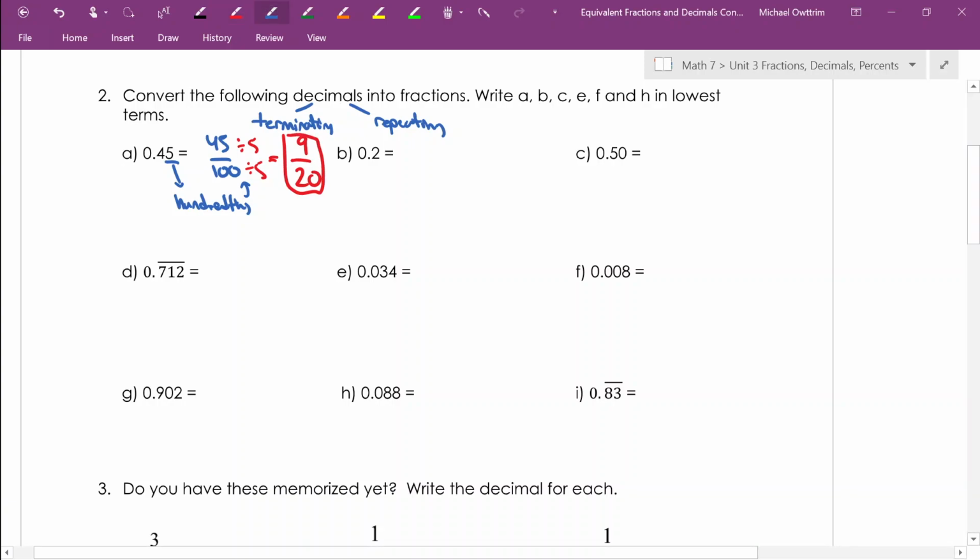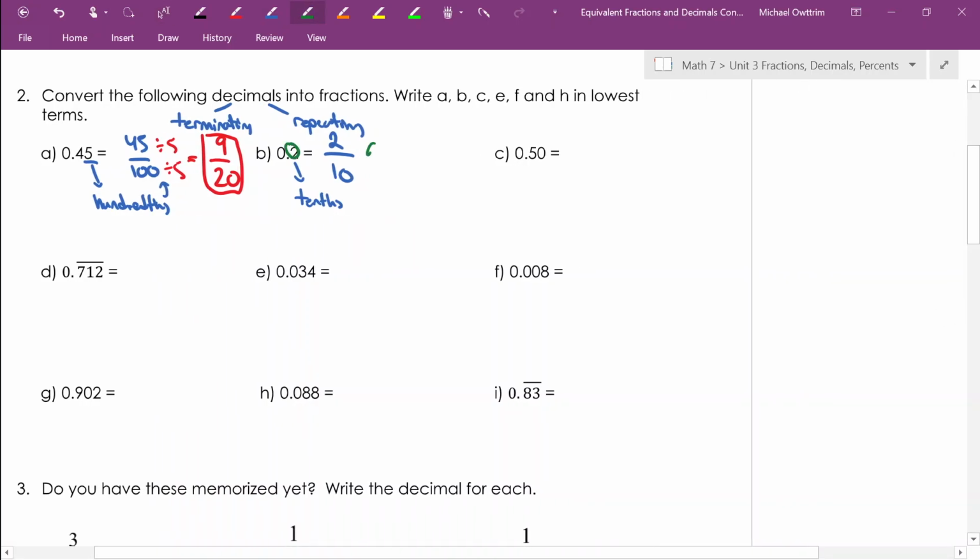Likewise, in question B, there's no repeating bar, so I know this is a terminating decimal. The rightmost digit is in the tenths place, so we're going to have a 10 on the bottom of the fraction, and digit 2 on top from the 2 in the decimal. And as usual, we'll simplify, so both of these are even numbers. They both divide by 2 to give us 1 over 5. That's actually one of our memorized fractions.